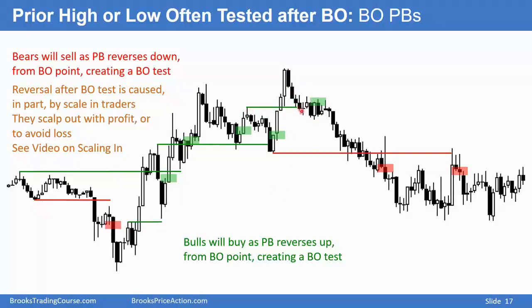Another breakout and then a pullback. Look to the left. Is it testing something? It looks like it's testing here. Bulls will buy a reversal up. This breakout test failed, and you can see we got a breakout here. This is bulls giving up.